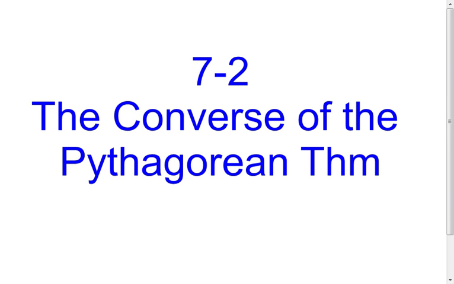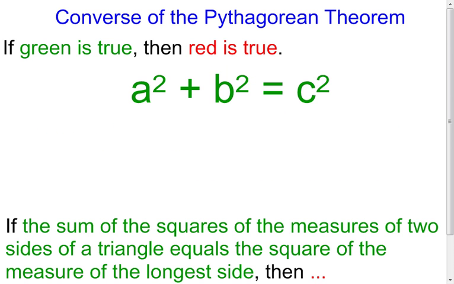Now in this lesson we're going to take a look at the converse of the Pythagorean theorem. If we think back to the actual Pythagorean theorem, it basically said if you have a right triangle, then a squared plus b squared equal to c squared is going to work in it. Kind of the nuts and bolts of it.